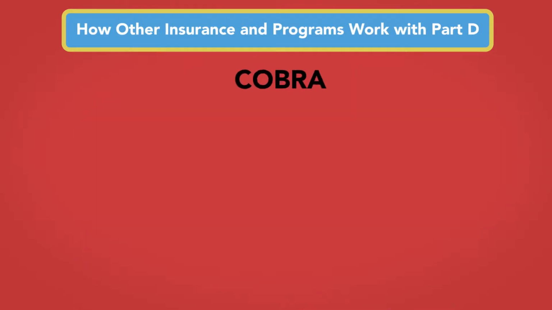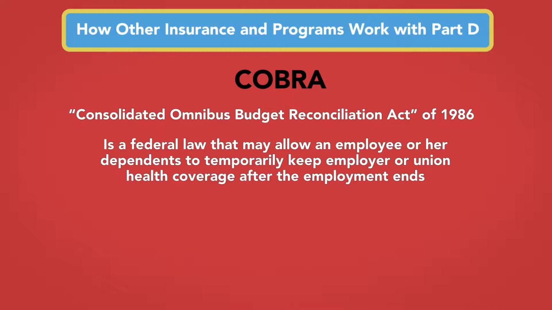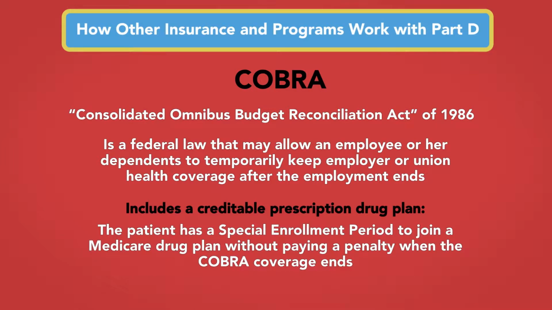COBRA. COBRA, short for the Consolidated Omnibus Budget Reconciliation Act of 1986, is a federal law that may allow an employee or her dependents to temporarily keep employer or union health coverage after the employment ends. If the COBRA coverage includes a creditable prescription drug plan, the patient has a special enrollment period to join a Medicare drug plan without paying a penalty when the COBRA coverage ends.